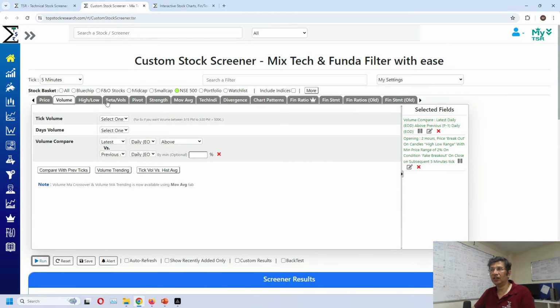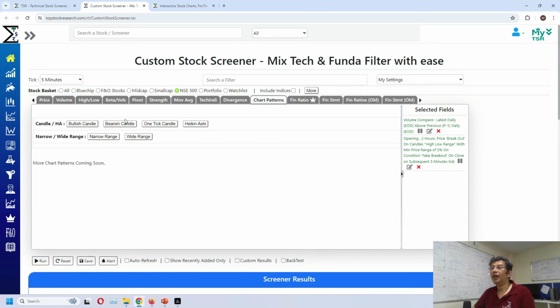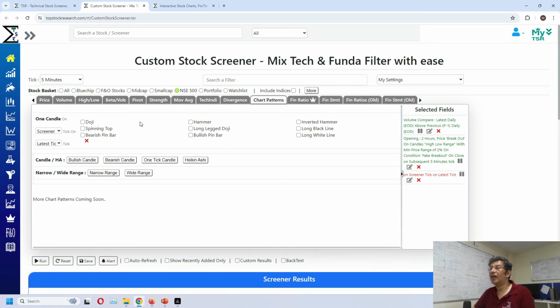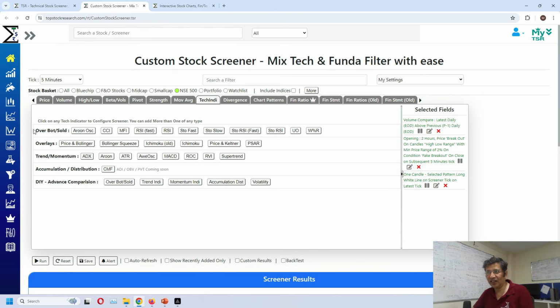You can also see some of the other aspects, like there's a long white candle, the latest candle. So that will also help you figure out that, okay, the volume is good, a long white candle is there, so it can give you better confirmation. And again, as usual, you can use any of the technicals or other parameters, right?